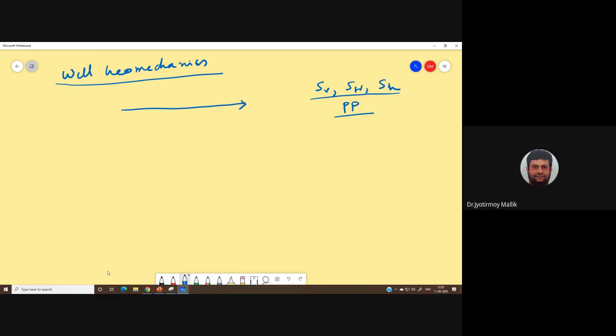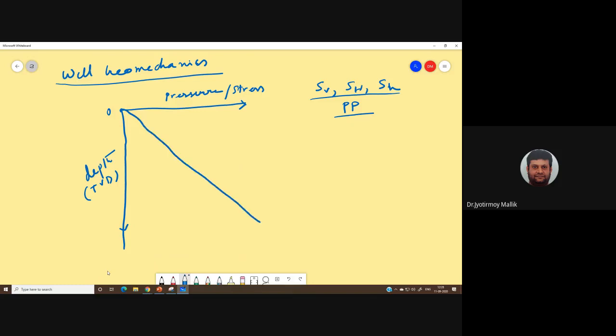Okay. So in the x-axis, we put pressure or stress. And in the y-axis, we had put depth, because this is with respect to TVD, true vertical depth. So we said at the surface where the depth is 0, the pressure and the stresses are 0 as well. So it starts with 0, and then SV increases with depth.